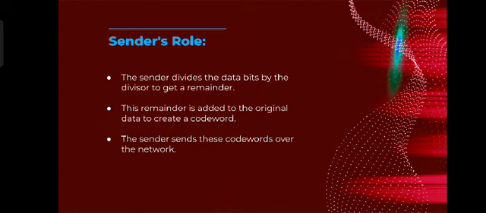In the sender's role, what is the sender doing? He or she is dividing the data bits by the divisor to get the remainder. This remainder is then added to the original data to create a code word, and that code word is transmitted over the network. It means the code word is what we are ready to send.